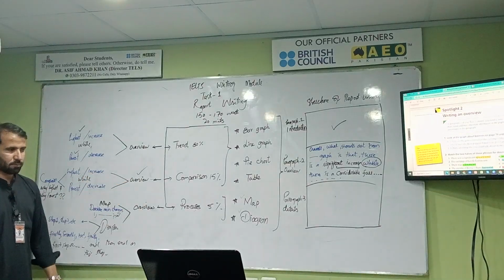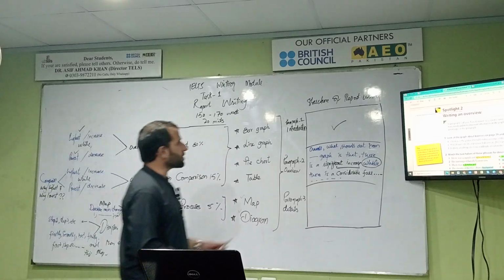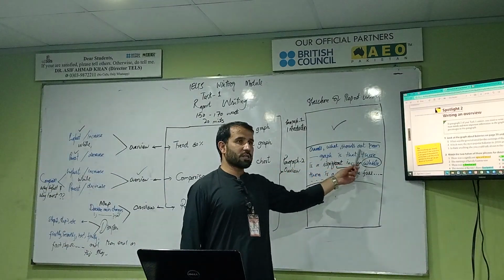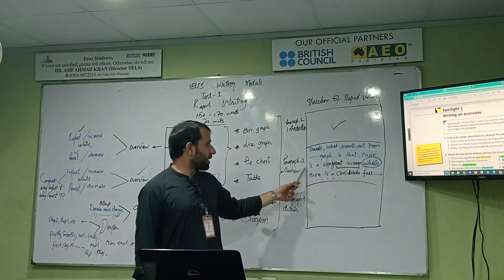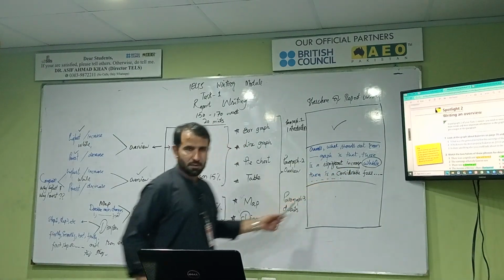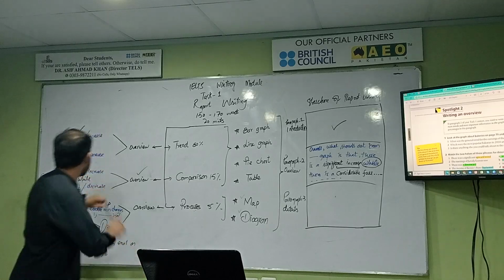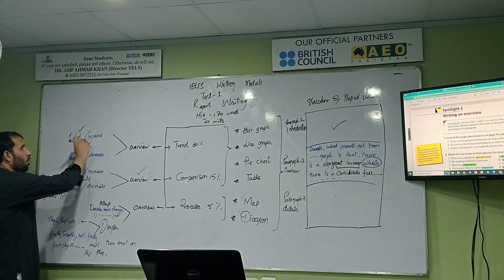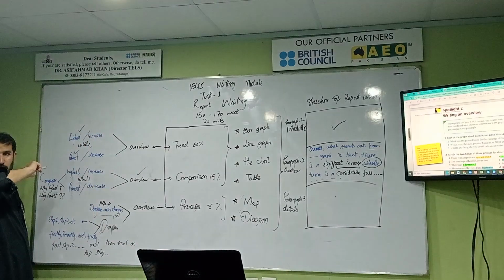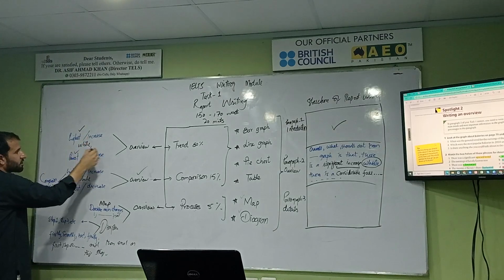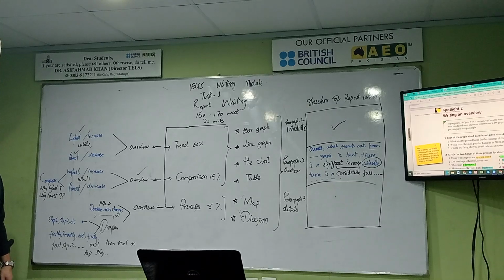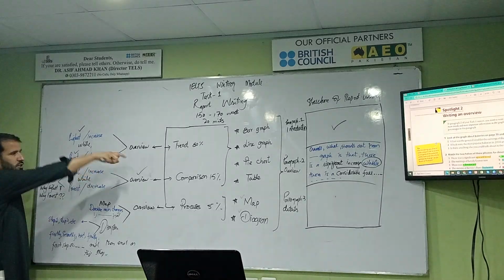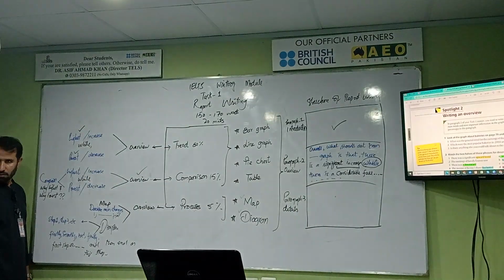How would you write it? Now this is the question. You can write here, overall what stands out from the bar graph is that there is a significant increase. Here is a significant increase, while there is a considerable decrease or fall in the dash. Got it? Yes.